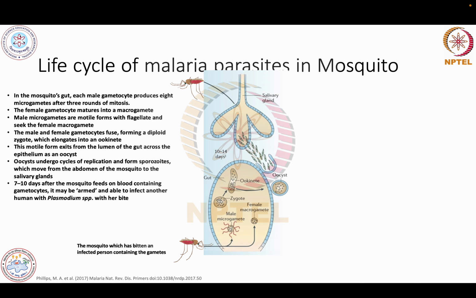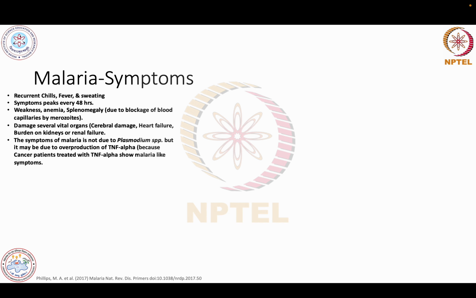Oocysts undergo cycles of replication and form sporozoites which move from the abdomen of the mosquito to the salivary glands. 7 to 10 days after the mosquito feeds on blood containing gametocytes, it may be armed and able to infect another human with Plasmodium species with her bite.